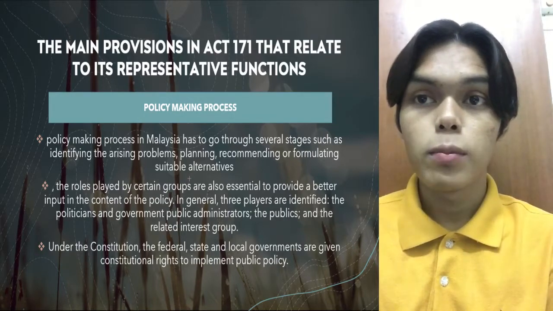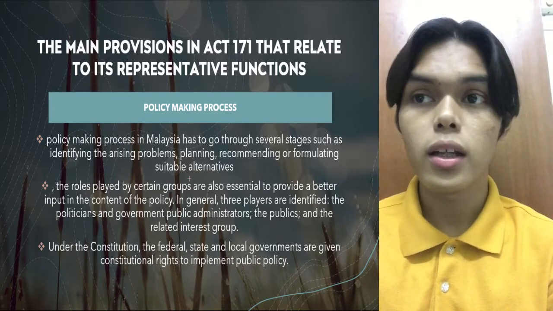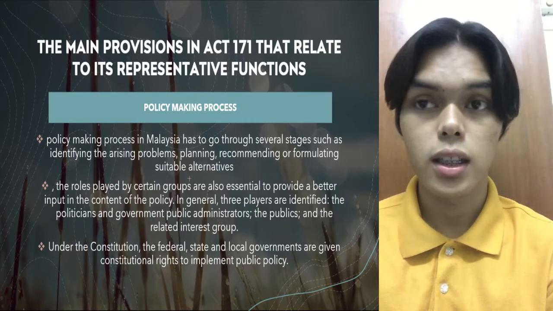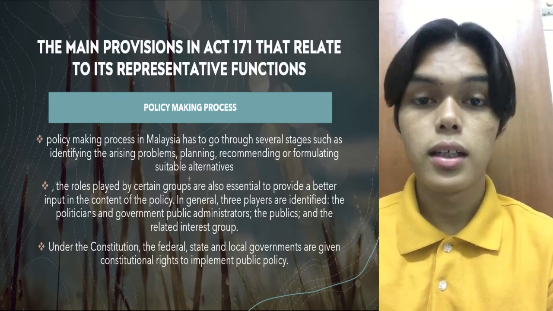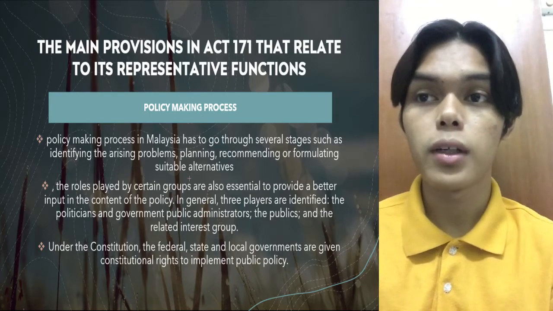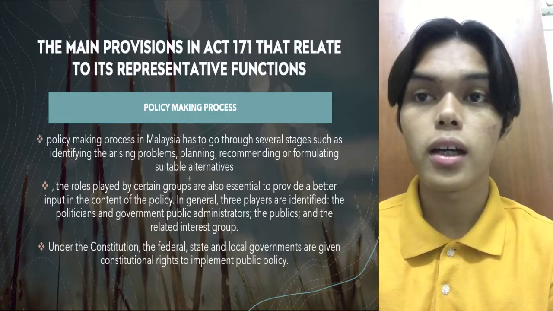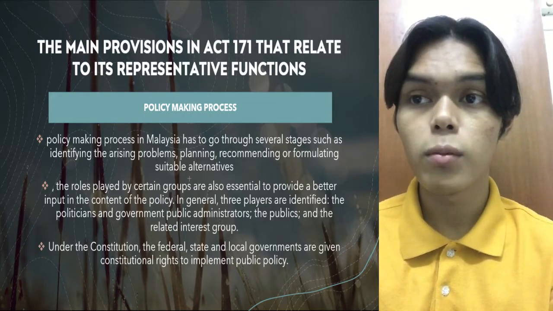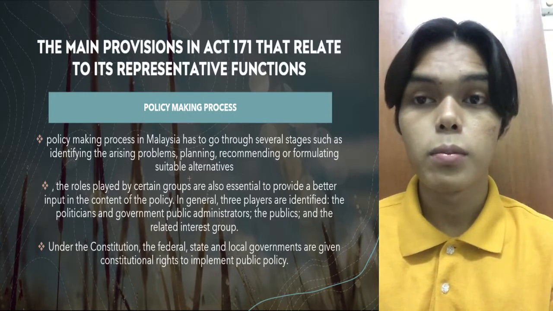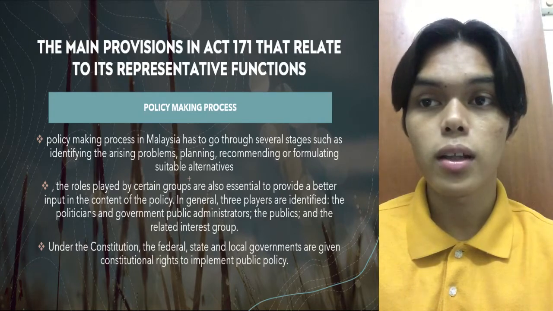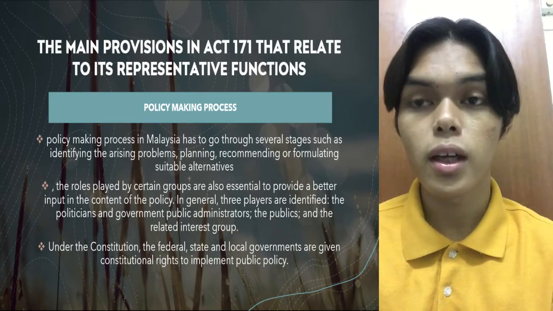Next, I will explain the main provisions in Act 171 that relate to its representative function. The first one is the policy making process. In general, the policy making process in Malaysia has to go through several stages, such as identifying the arising problems, planning, recommending, and formulating suitable alternatives. Upon all the processes, policy revision is vital nowadays due to the development of complex society in the modern era.